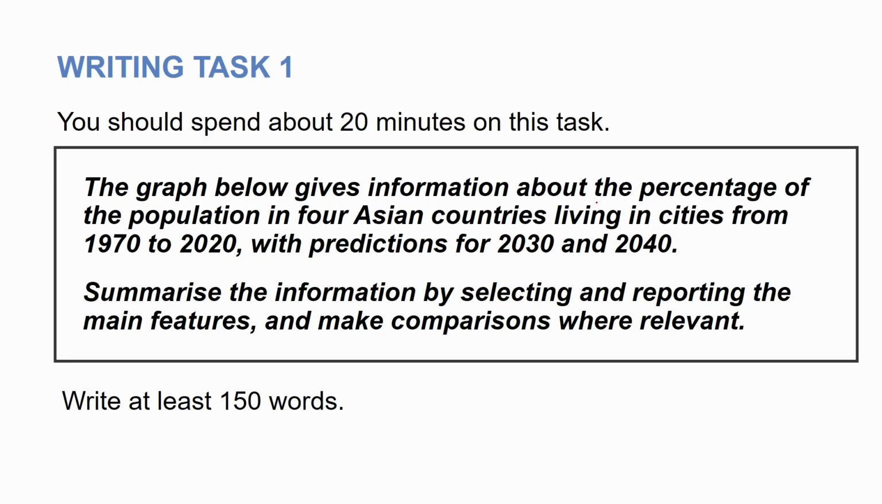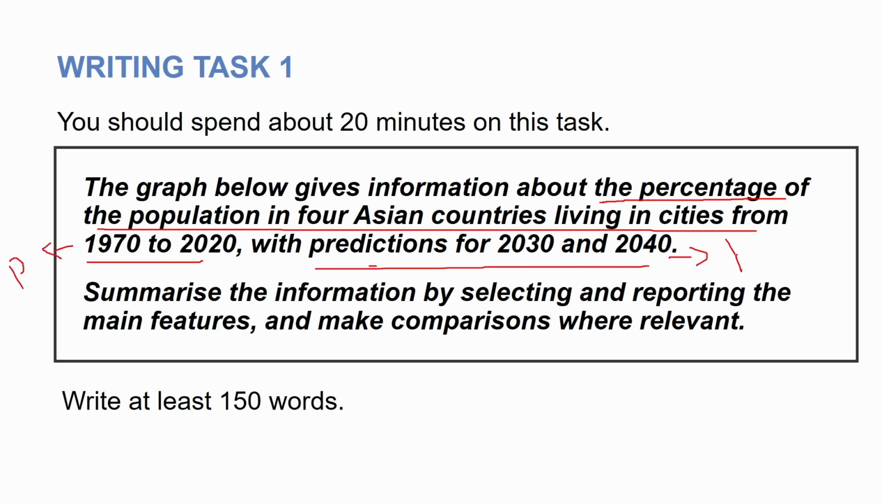So this one is about the percentage of the population in 4 Asian countries living in cities from 1970 to 2020 with predictions for 2030 and 2040. So we have two tenses here, one about the past, 1970 to 2020, and one about the future, 2030 and 2040. It's very important to understand this, otherwise you will use wrong tenses.